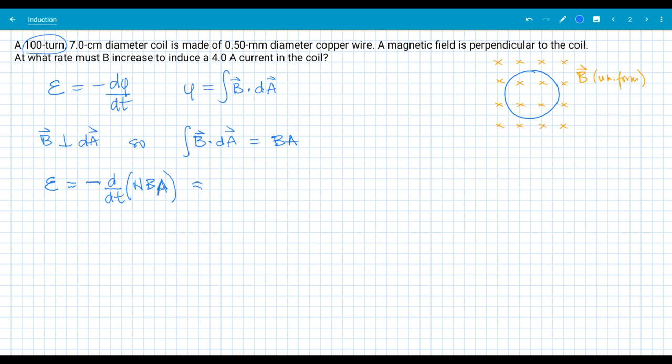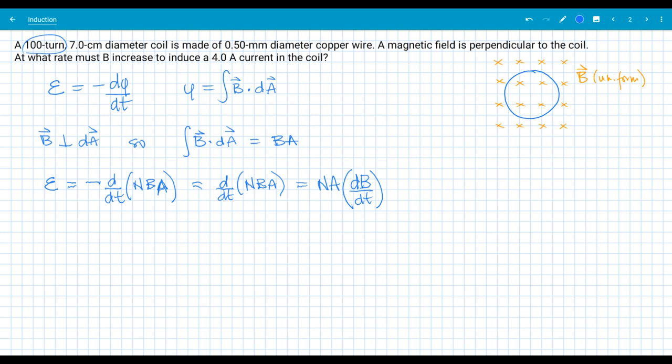So I'm going to go ahead and write this more simply as d/dt of N B A. Now the area is not changing. The N, the number of turns, isn't changing. So this means that we can simplify how we write this out. The N comes out front, it's a constant. The A comes out front, it's a constant. This is a constant diameter, right? And then that gets multiplied by dB/dt. There we go. Now we're getting somewhere.